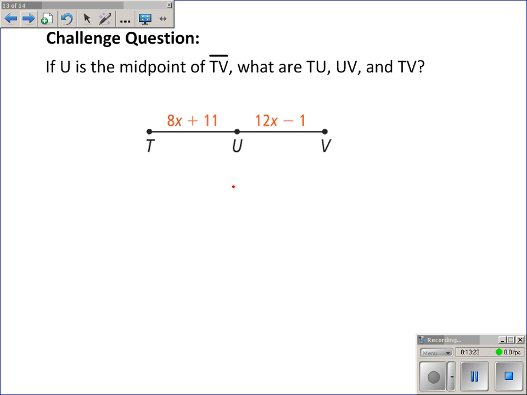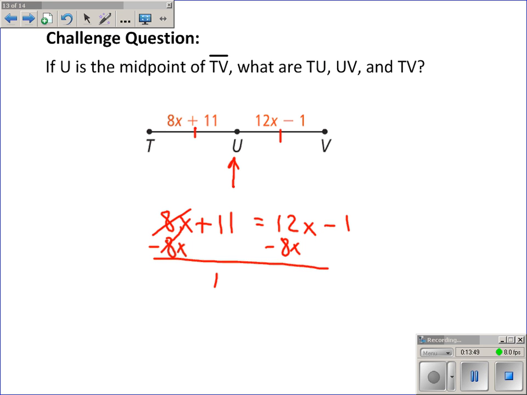Okay, so if U is in the very middle, it must be that this part is congruent to this part. Now we use dashes to say that. Okay, in other words, 8x plus 11 must be equal to 12x minus 1. Okay, now we can take the time and solve this equation by subtracting 8x from both sides. I'm going to go a little fast. Okay, and then I'll get rid of the minus 1 by adding 1 to both sides. And then I will get rid of the multiply by 4 by dividing by 4. And x is equal to 3.